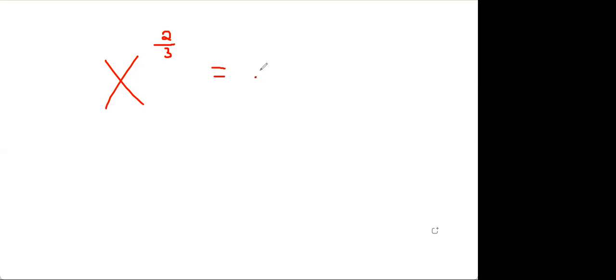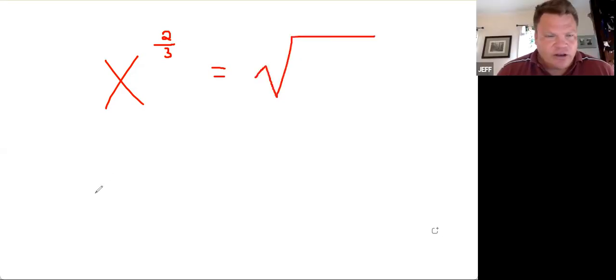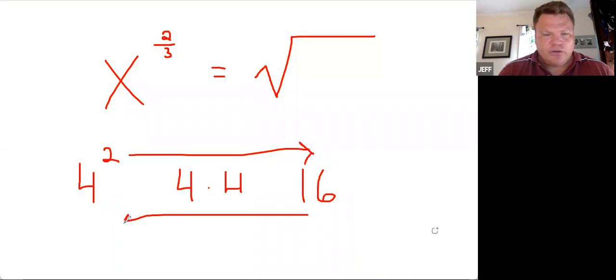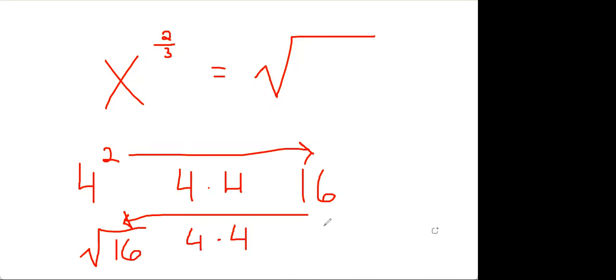This is all we do. We draw that. Remember we said, I think on a previous video, 4 to the second power means 4 times 4, and that means 16. Well, that's one direction. We can go backwards, and that's this little house that's on our calculator, and that's asking the square root of 16. Well, what number times itself gives you 16?